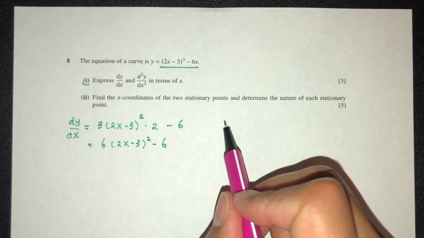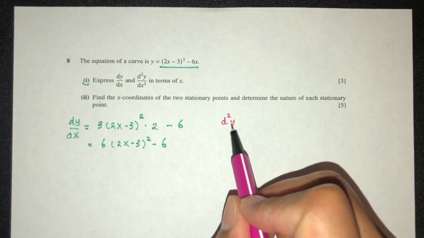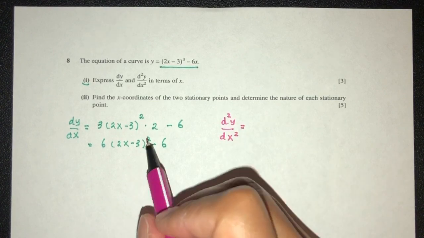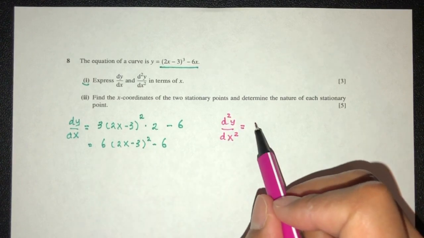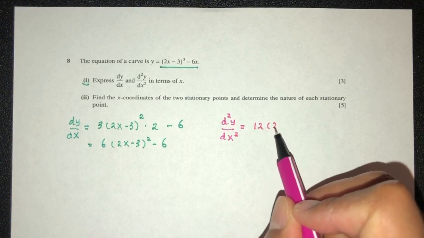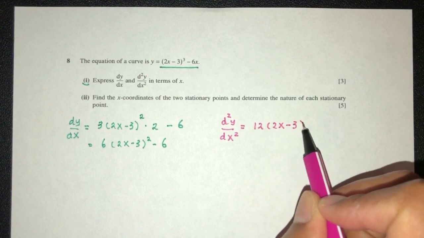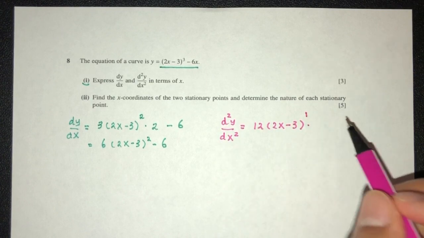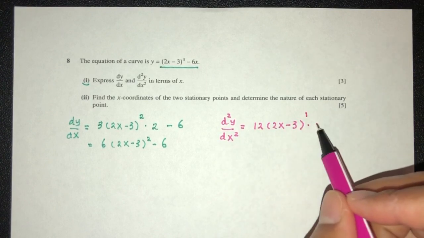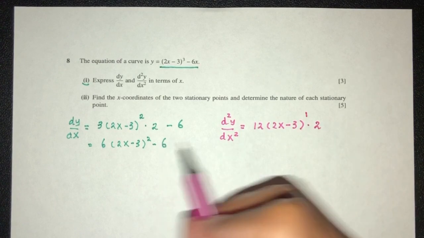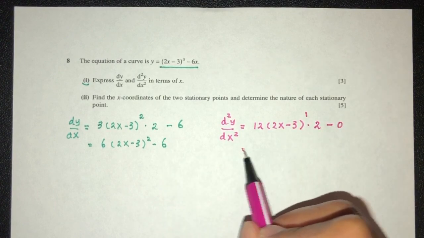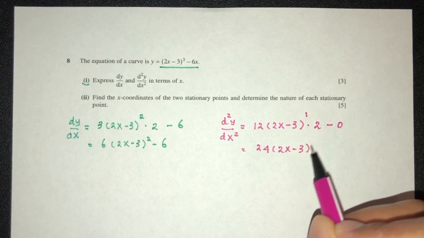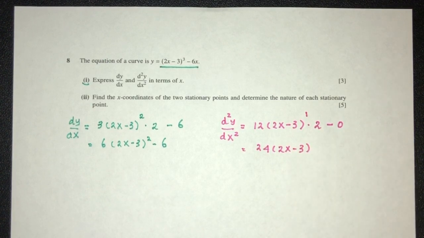Now moving on, d2y by dx2. That should be what? First multiply by the power again. You will have 12 times (2x - 3). Then minus 1 to the power becomes 1. 2 minus 1 is 1. Then multiply by d by dx of the value inside. That should be 2. Then this will become 0. That should be 24(2x - 3)^1. That is part 1 of the question.